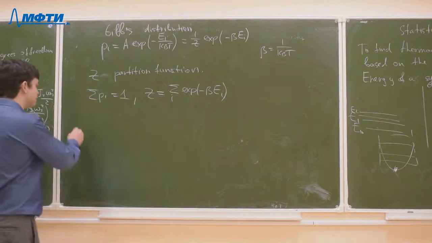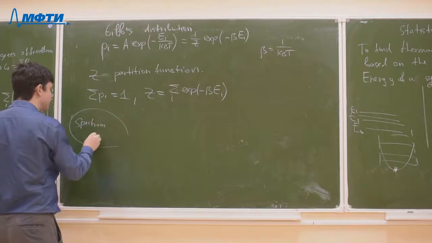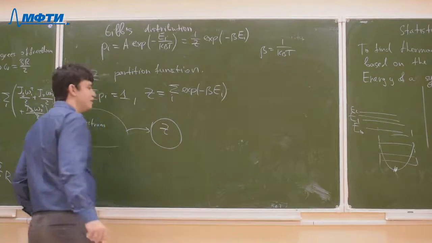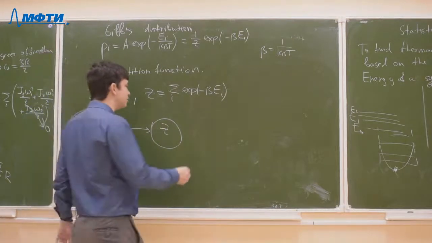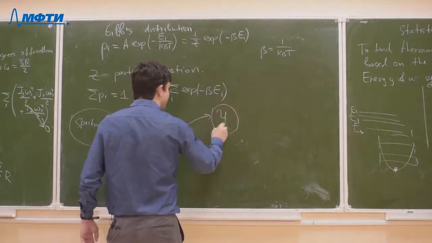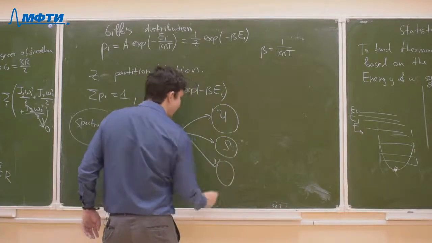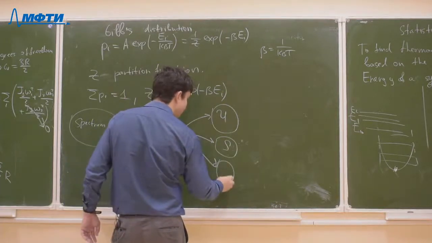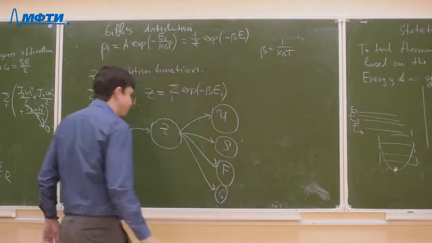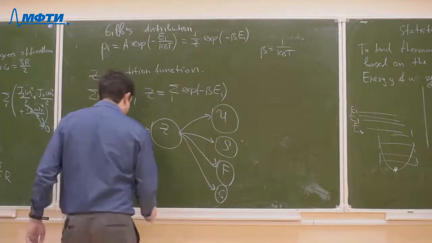So if you know the spectrum of the system, then you need to calculate the partition function Z, and then based on this Z, you can find any thermodynamic quantity you want. And the procedure is as follows.